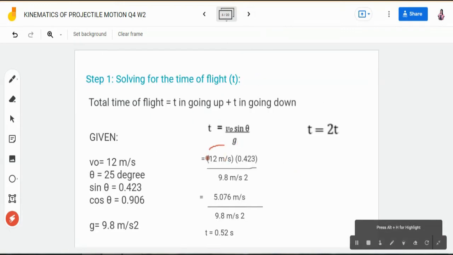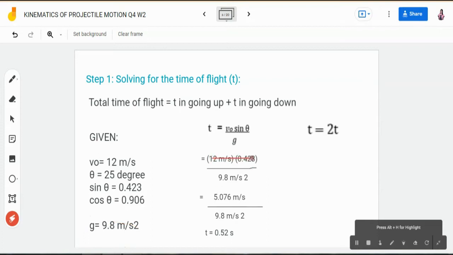Meron tayong 12 meters per second, which is yung ating initial velocity. Ito yung ating V0. Times natin siya doon sa sine value na 0.423. Divide natin siya by g. Question, ma'am, ano po yung g? Ito yung ating acceleration due to gravity, which has a constant value of 9.8 meters per second squared.